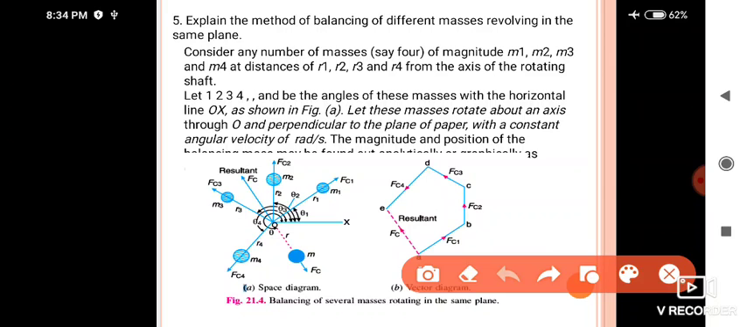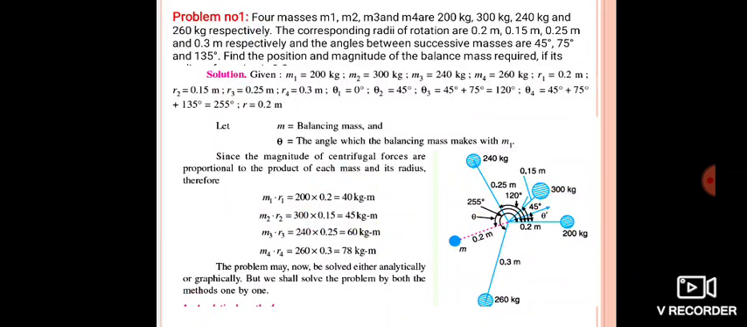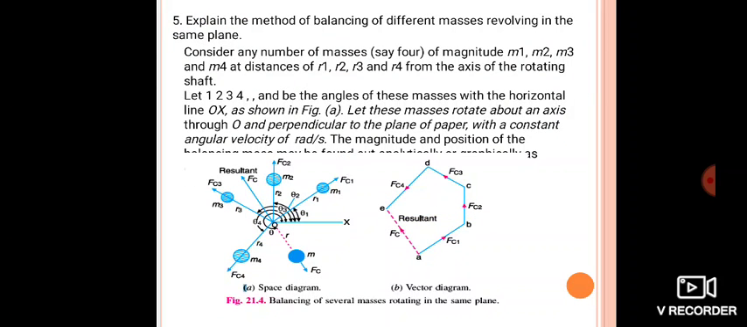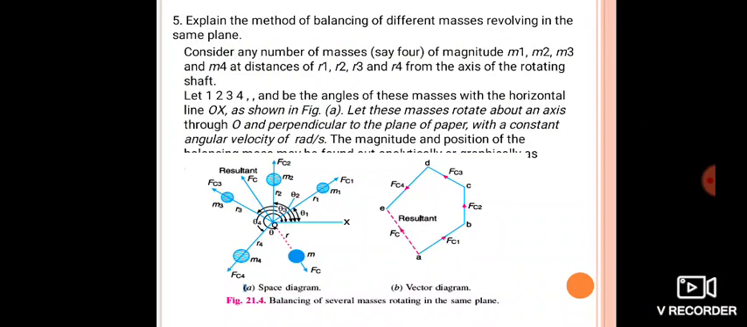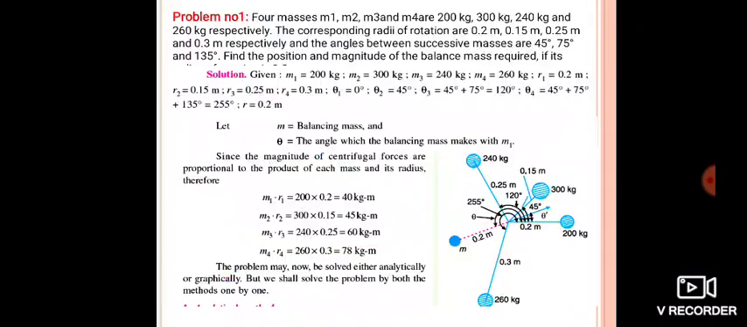Let these masses rotate about an axis through O perpendicular to the plane of paper with a constant speed, okay. It is not clearly shown in this figure, but this is the complete explanation regarding balancing of different masses revolving in the same plane. So we have to consider this space diagram as well as this vector diagram. Okay, so balancing of several masses rotating in the same plane, explanation of this one. So this may be asked for 10 marks. Okay, you have to go through this as well as the notes, it is given clearly.